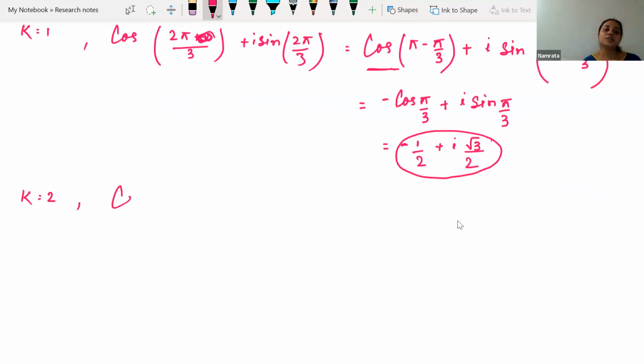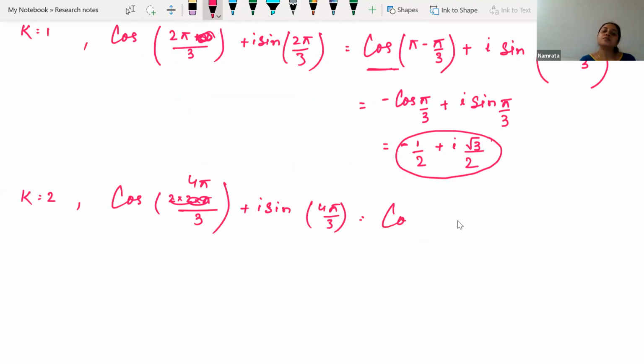So we are having cos 2k pi, that means 2 into 2 into pi, plus 0 was there, so basically it became 4 pi by 3. Plus I sin 4 pi by 3. Now again we will try to convert it. 4 pi by 3 to pi by 3, it is possible to calculate. We can write it as cos (pi plus pi by 3). Yes or no? Plus I sin (pi plus pi by 3).